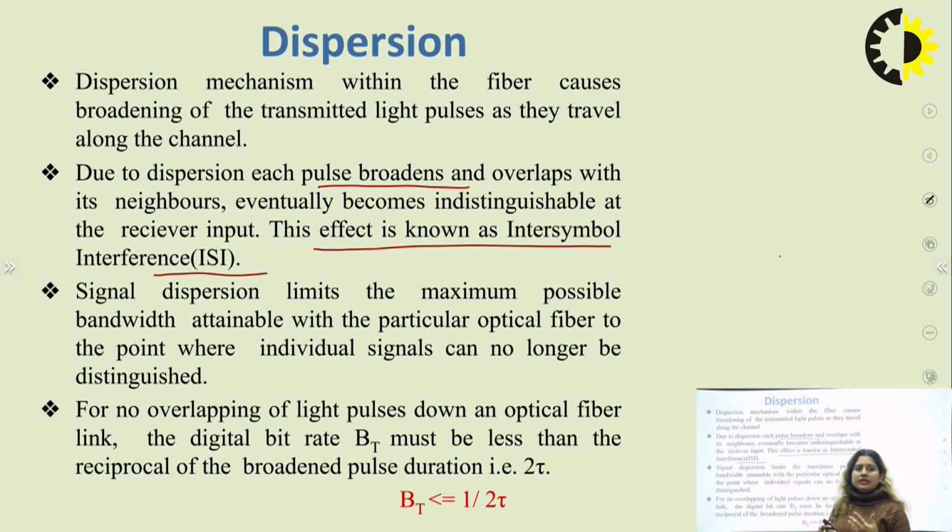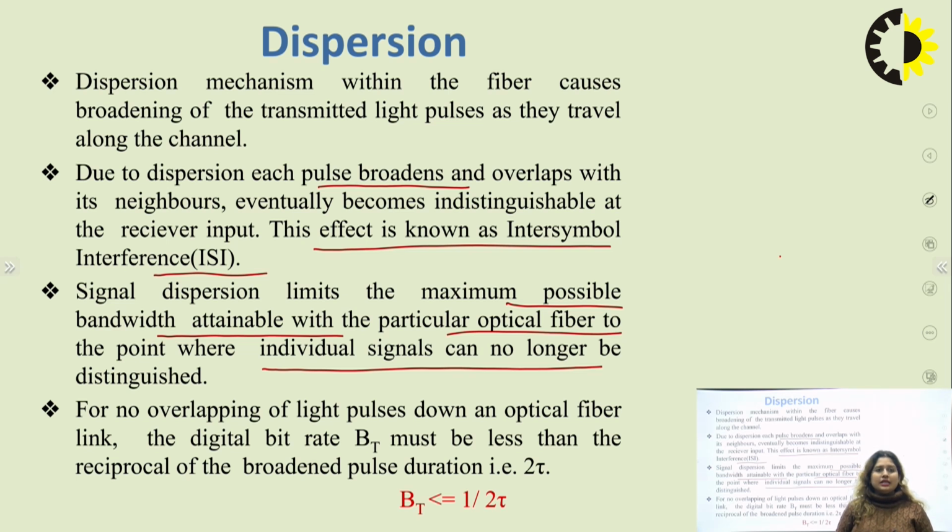So what does signal dispersion limit? Signal dispersion limits the maximum possible bandwidth which you can attain with the particular optical fiber, to the point where individual signals can no longer be distinguished. So it will affect the bandwidth of the fiber. As we know, the bandwidth of the fiber is in terahertz, that is around 10 to the power 13 to 10 to the power 14 hertz.